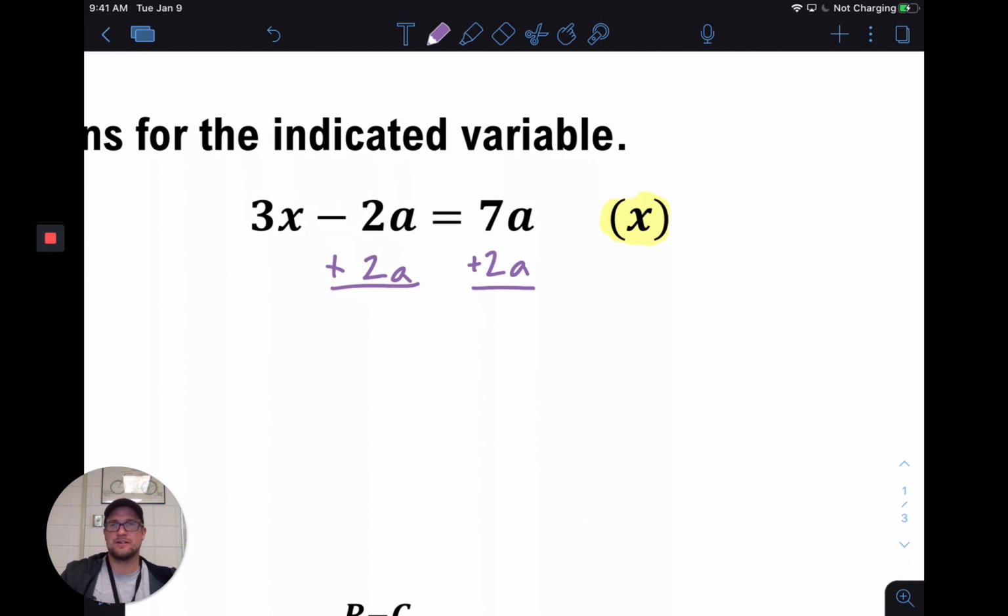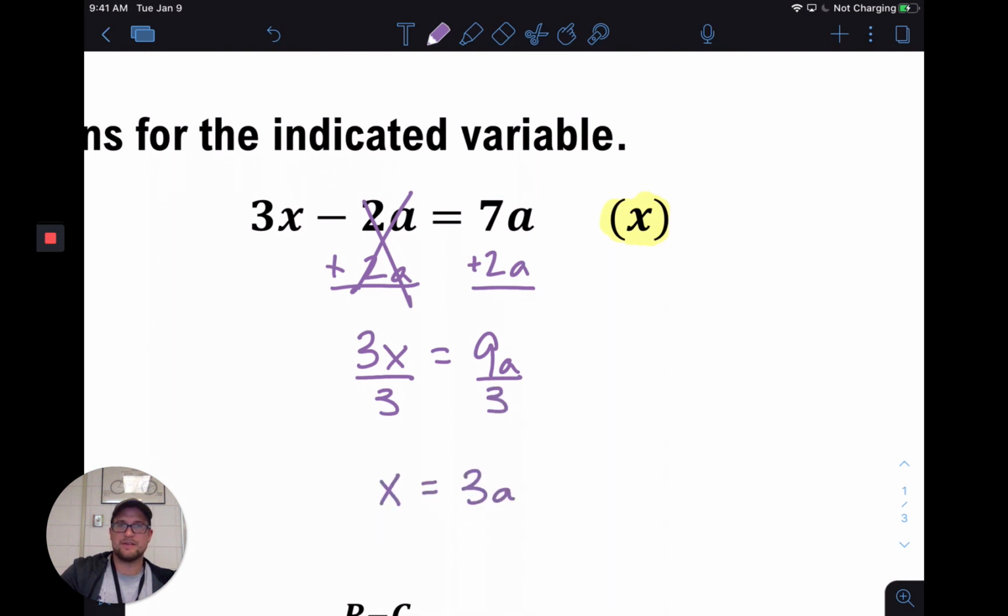Addition undoes subtraction. They're inverse operations. These two are going to cancel each other out. Now, 7a and 2a are like terms, so we can combine those to get 9a. And our 3x will drop down. Again, we are trying to get x by itself, so let's get rid of the 3 using division. And we're going to be left with x is equal to 3a.